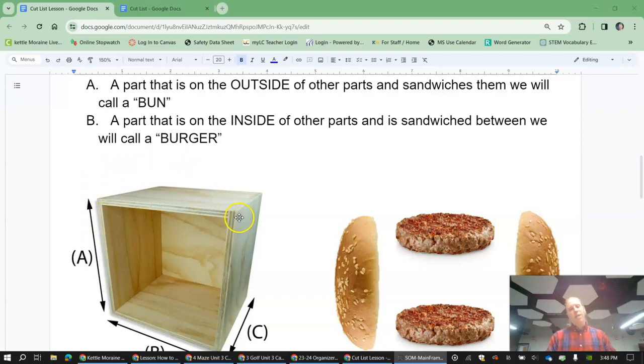So if we look at this plywood box here, look at the left side, look at the right side. Those sides are sandwiching the top and bottom between them. According to our information, if these are on the outside and they're sandwiching parts in between, these parts must be considered the bun. According to our language, you'd say, oh yeah, this is a bun over here. This is the right side bun. My mouse is now on the right side bun. This here is the left side bun. So then this part here is sandwiched between the two sides. Thus, this top will be the top burger, and this bottom part will be the bottom burger.